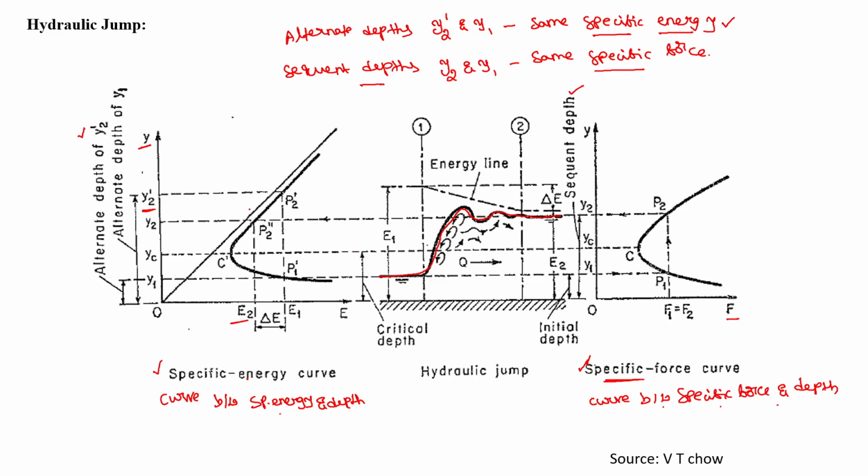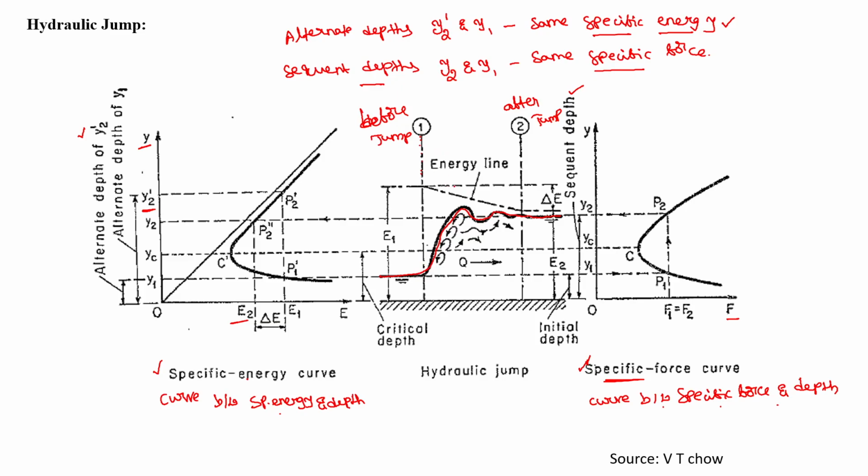Let's look at the hydraulic jump first. Here is section 1, called the section before the jump. Section 2 is after the jump. Here the jump is nothing but the rise in the water level. This is a high velocity region and this is a low velocity region. When the water moves from the high velocity zone to the low velocity zone, a rise in the water level takes place, and this particular phenomenon is called hydraulic jump.